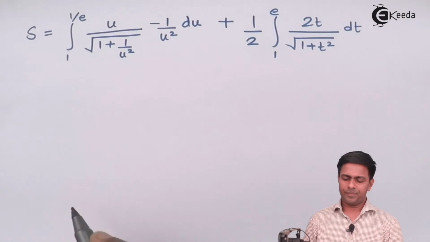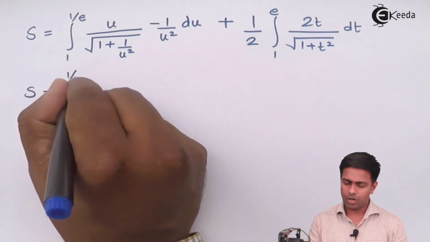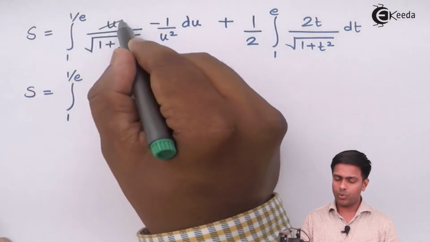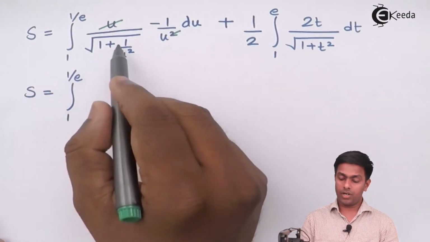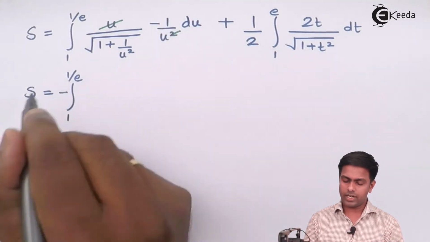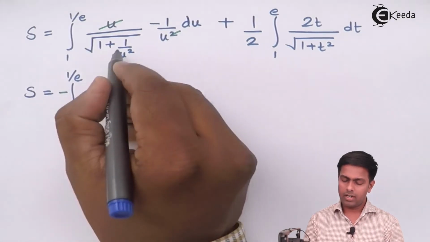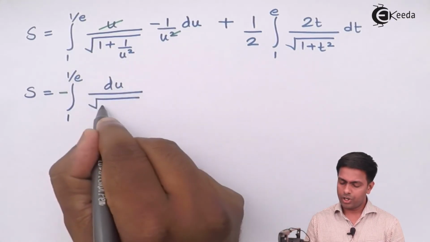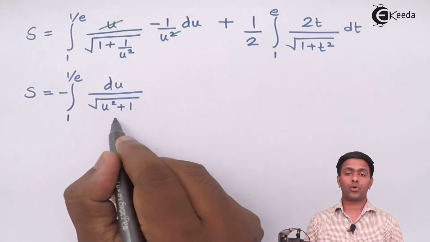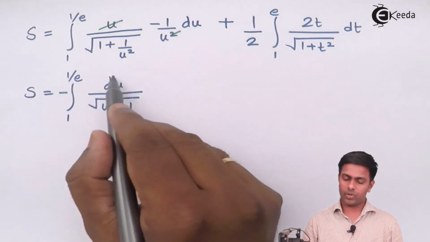Now guys, here we'll get S as the integration of 1 upon e to 1 upon u. Next, I'll cancel this u with 1 u. Here if I cross multiply, I'll get this negative sign. First of all, I'll take it outside, and here we'll get du upon, and this term will be under root u square plus 1 upon u square, and the root of u square is u, so this u will be cancelled with this u. So guys, we'll get only this term.